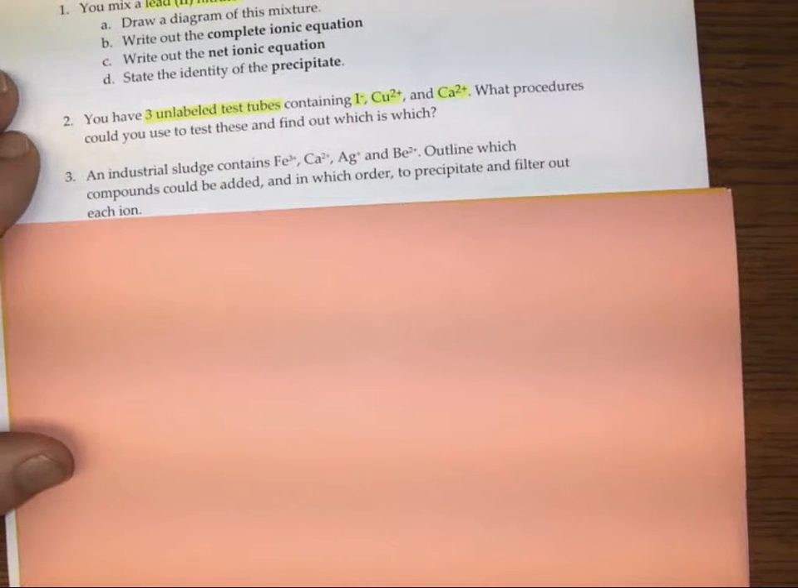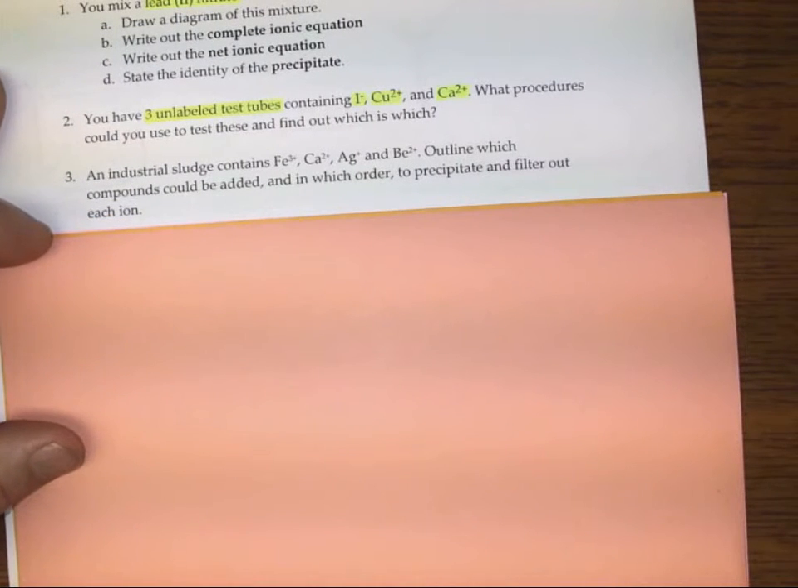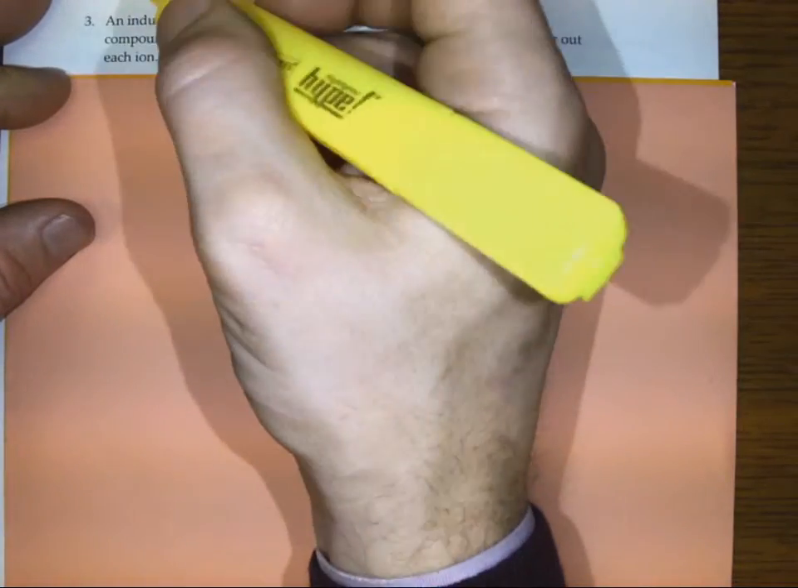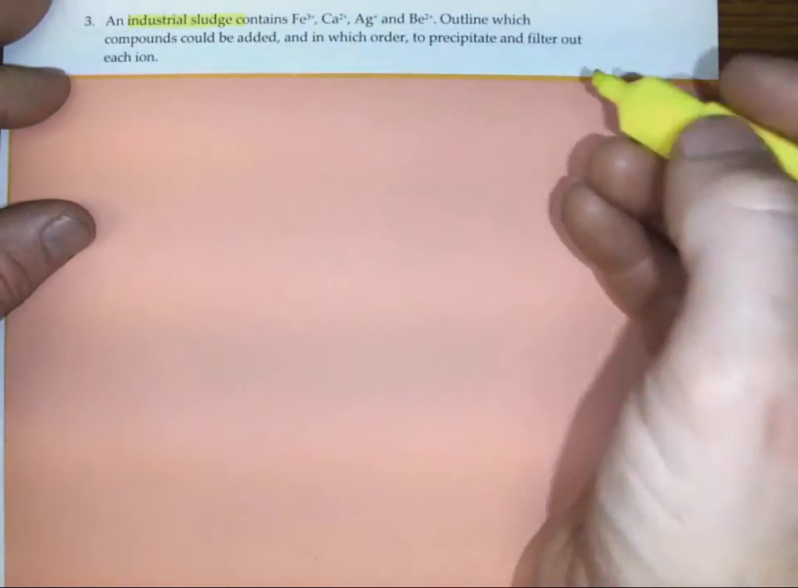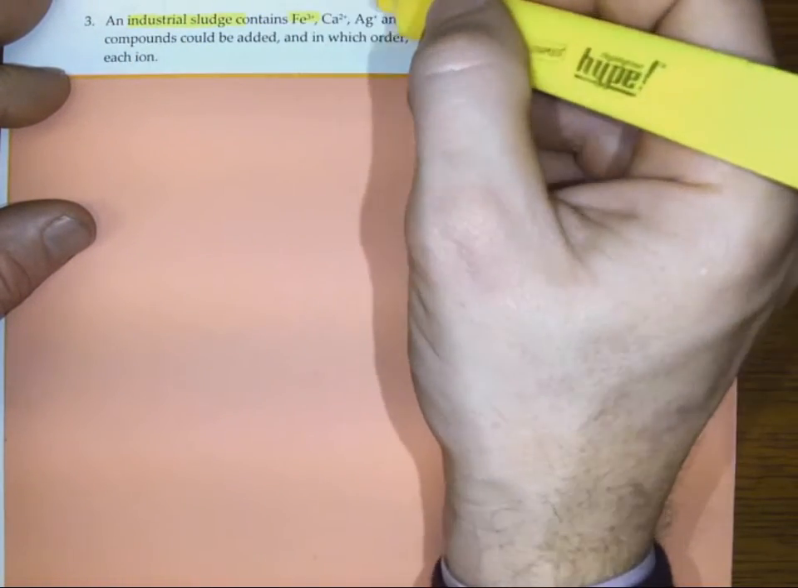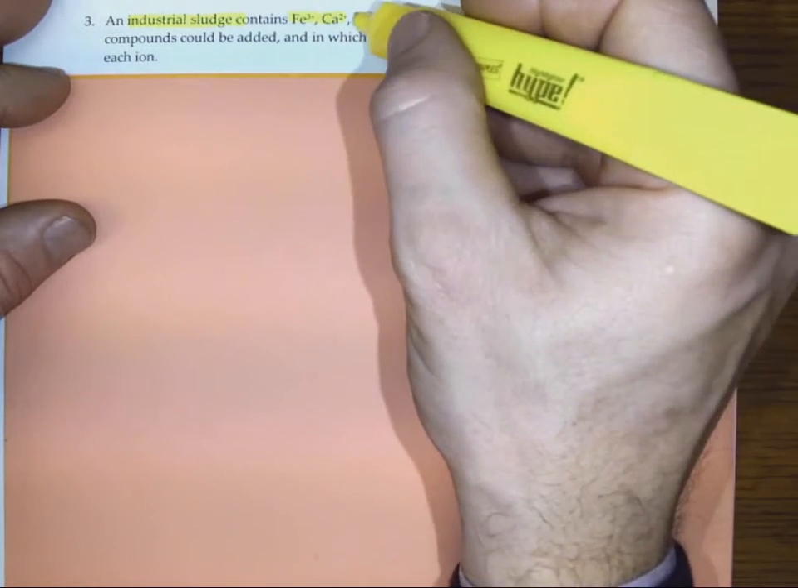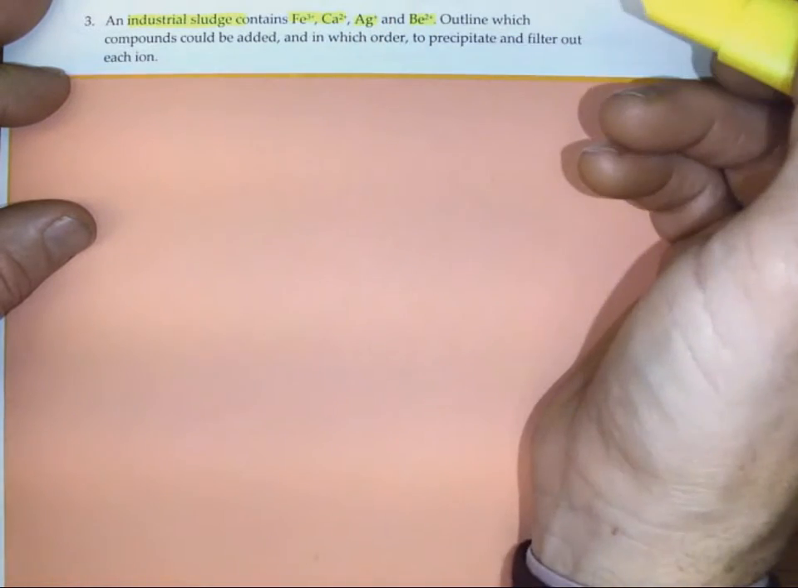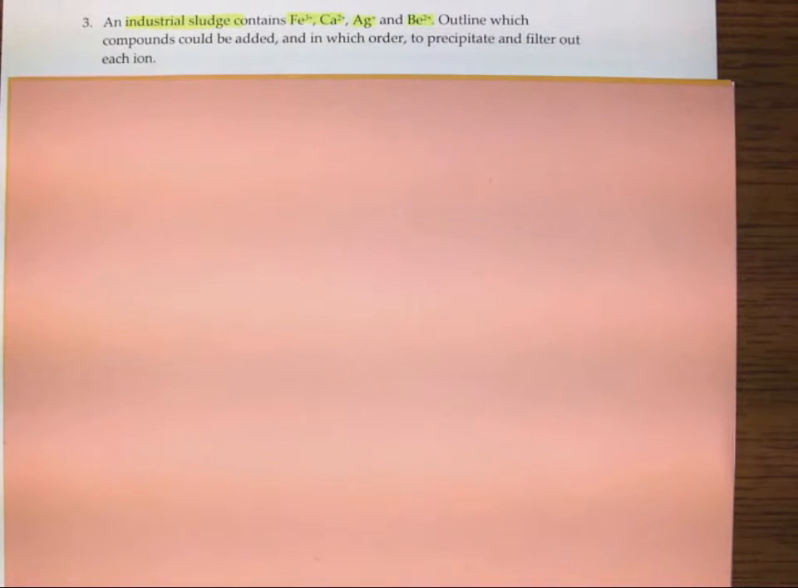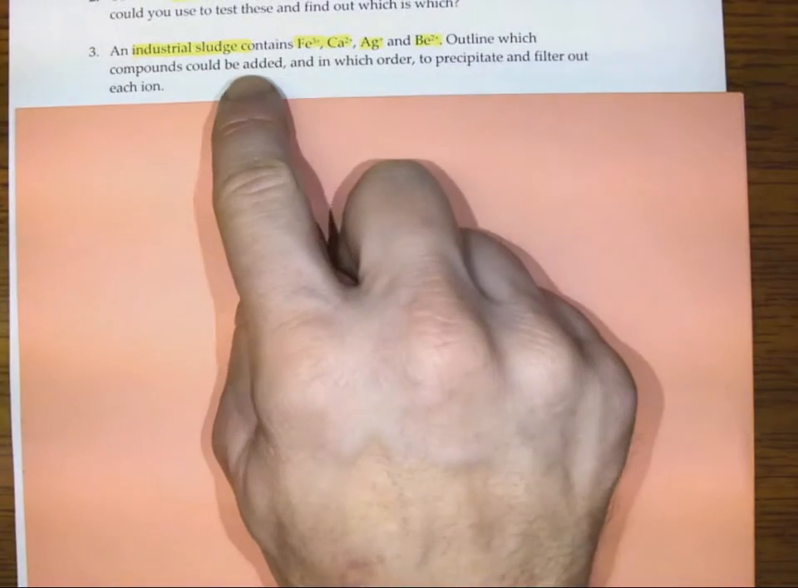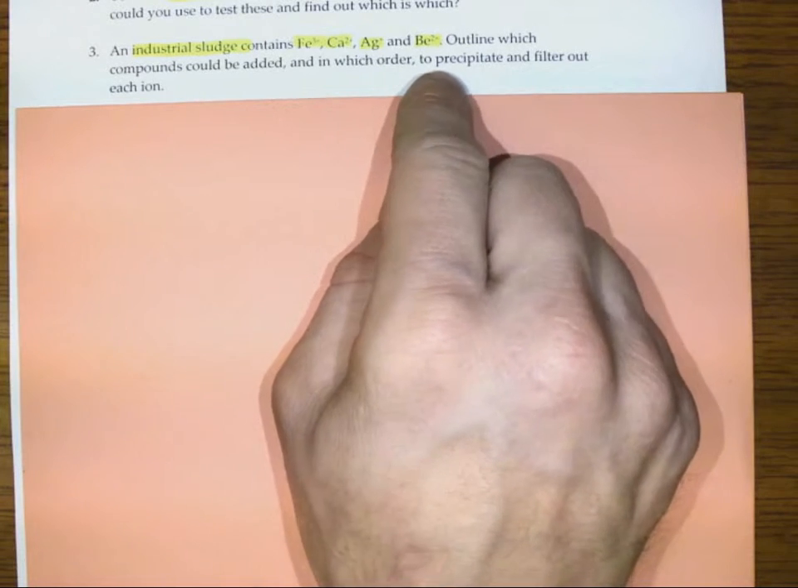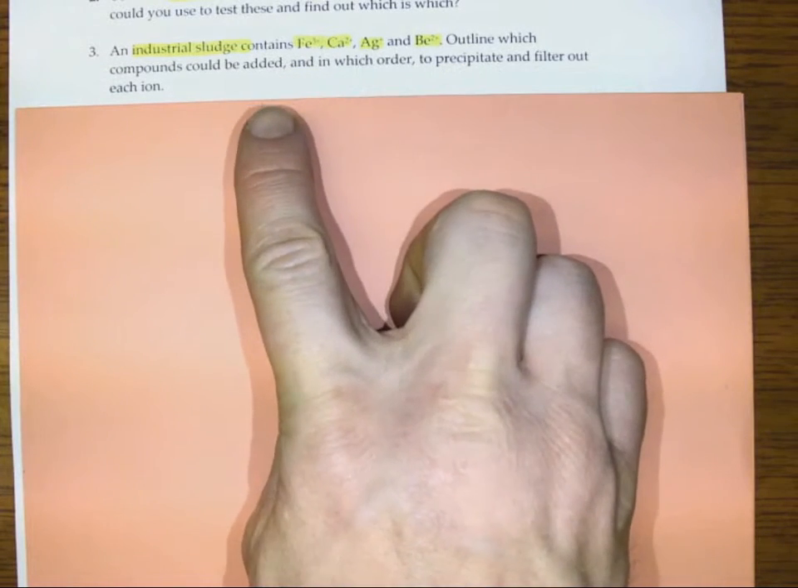Okay, so an industrial sludge. Okay, here's where we get interesting. An industrial sludge contains some iron ions, calcium ions, silver ions, and beryllium ions. So we're going to outline compounds that could be added and in which order so that we can precipitate and filter out each ion. Okay, so this is going to be really similar to our third example.